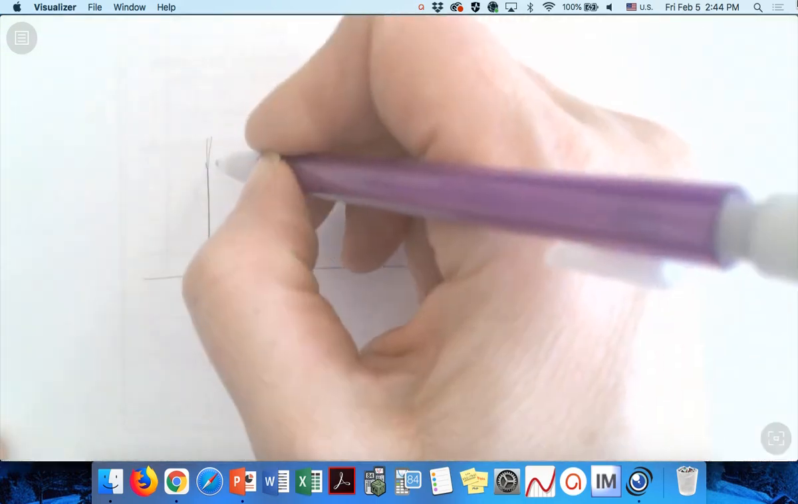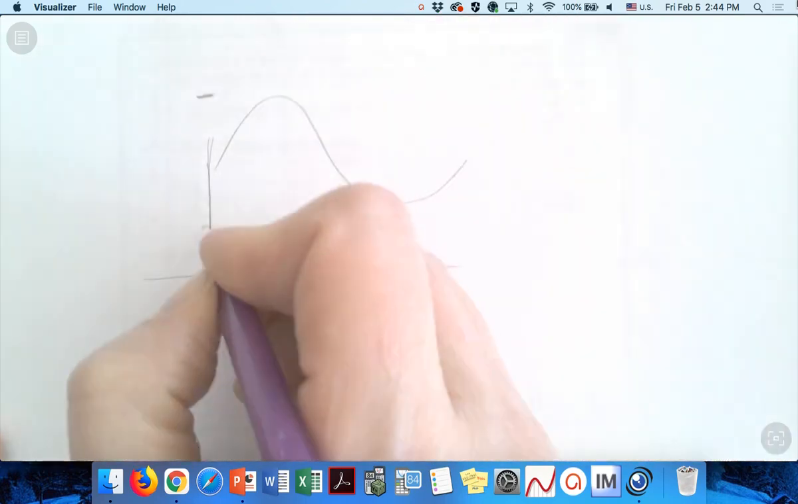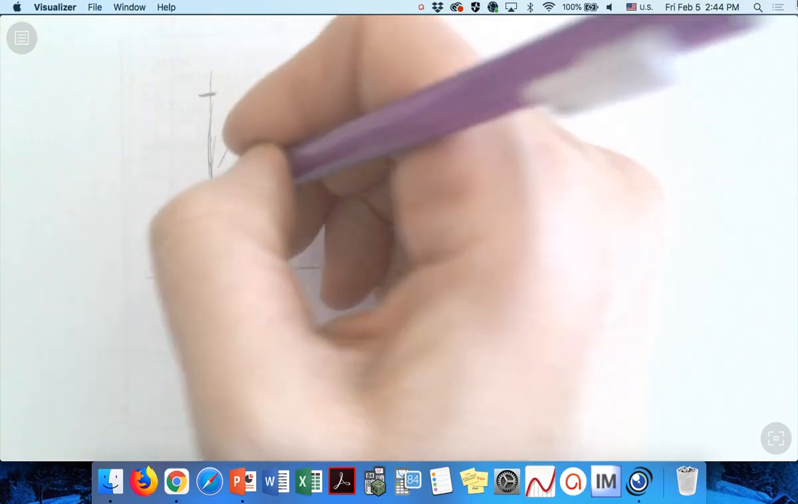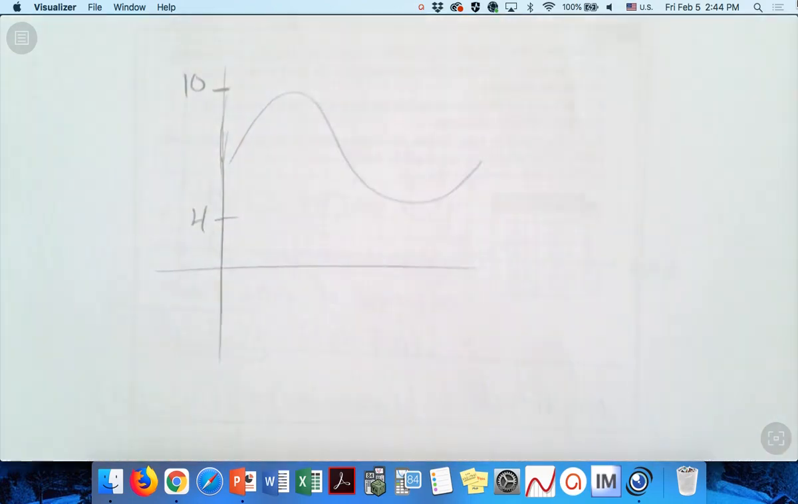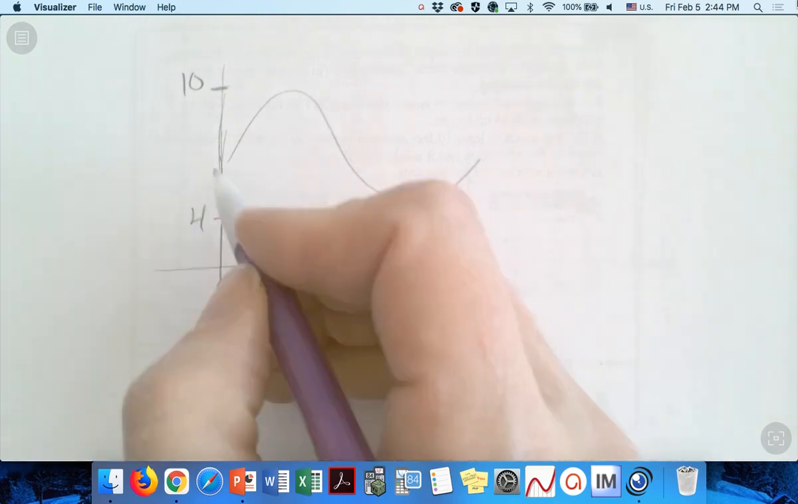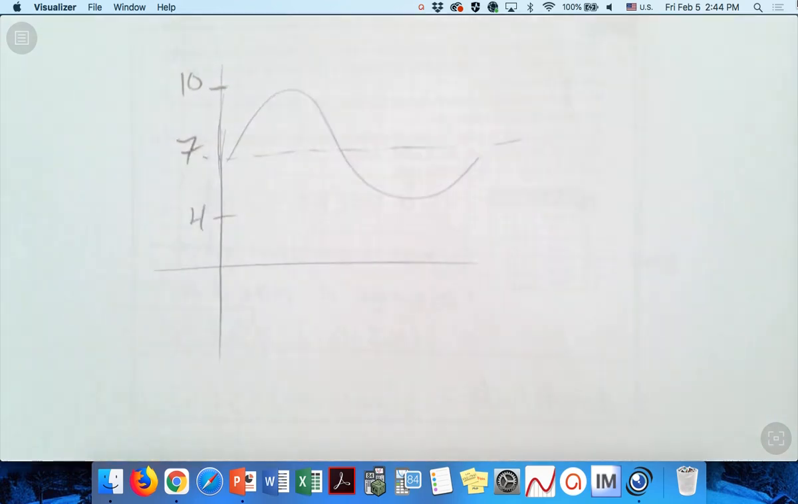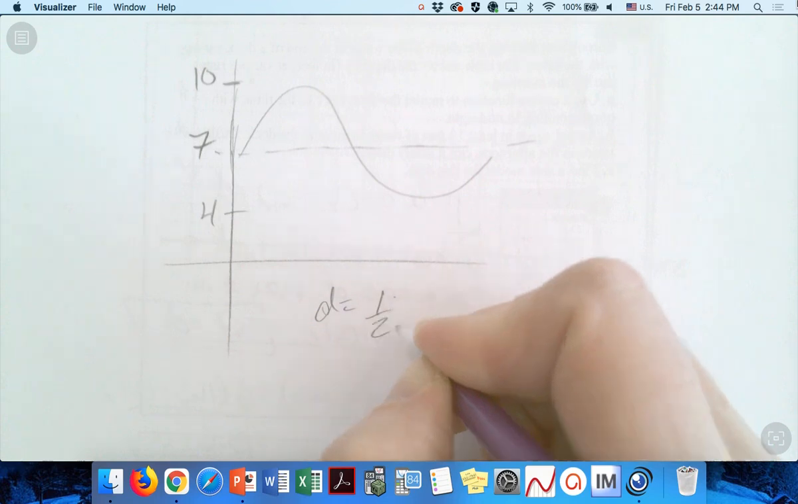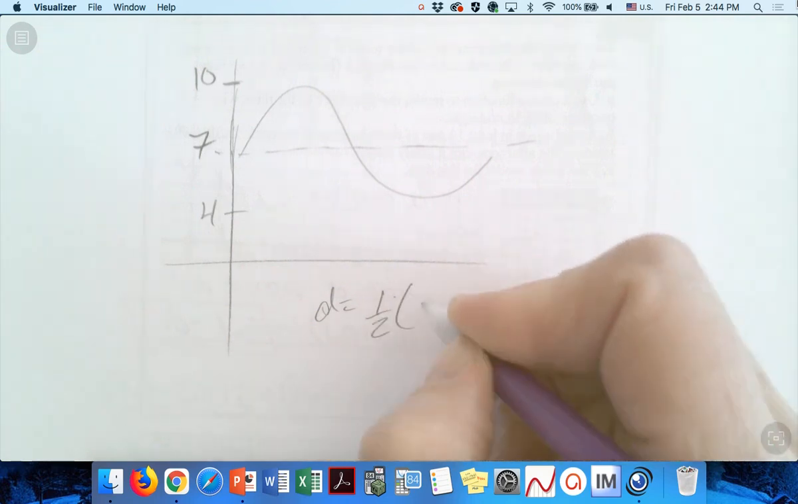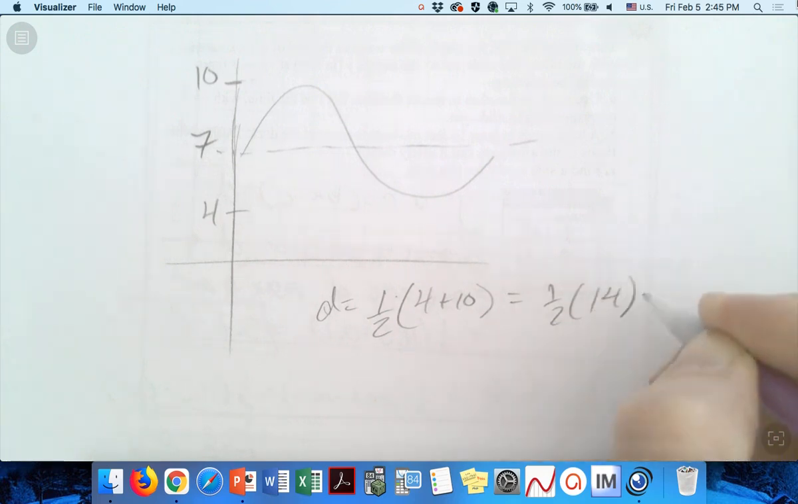But if you had a graph that was way up here, and let's say the minimum is at 4 and the maximum at 10, what would the midline be? It would be 7. How do you figure that out? 10 plus 4 divided by 2. Right? So the D would be half of the average of the two. So half of 4 plus 10. So that's half of 14, so 7.